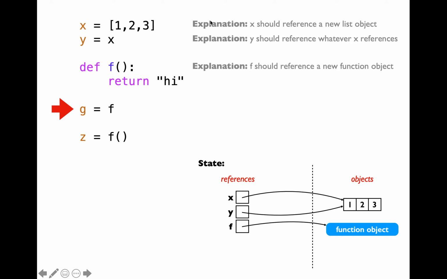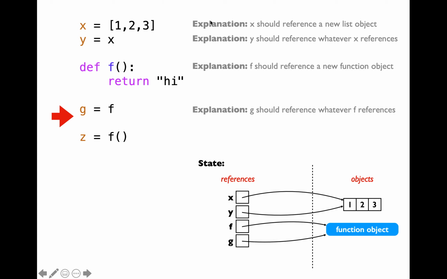Alright, so the next line is actually the crazy line in this particular set of code. So what exactly is it doing? I'm just assigning the reference to the function f into a new variable called g. Once again, this is a reference copy. So g contains a reference to the same function object.